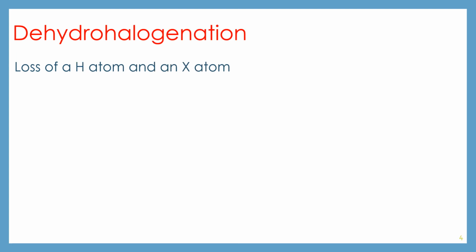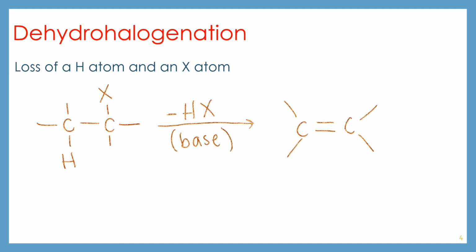In dehydrohalogenation, you're going to lose a hydrogen atom and a halogen atom. So same thing here, the electrons that hold the hydrogen to the carbon are going to form the alkene, or form the pi electrons of the alkene.